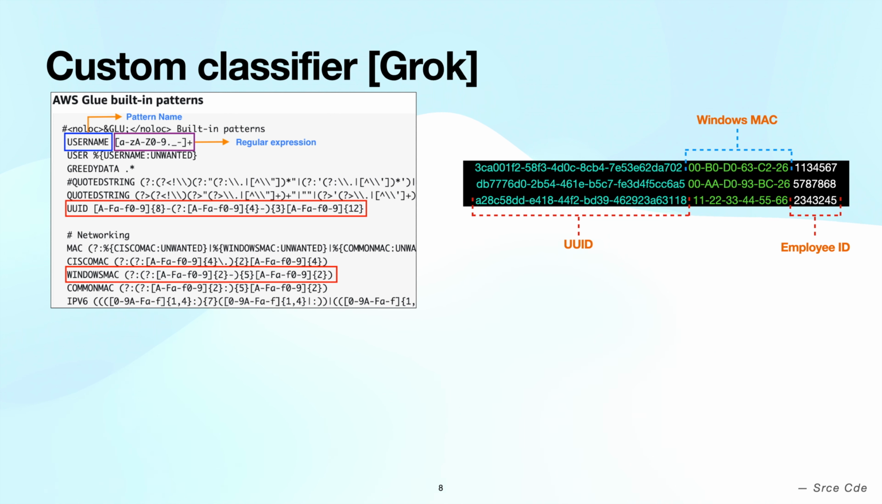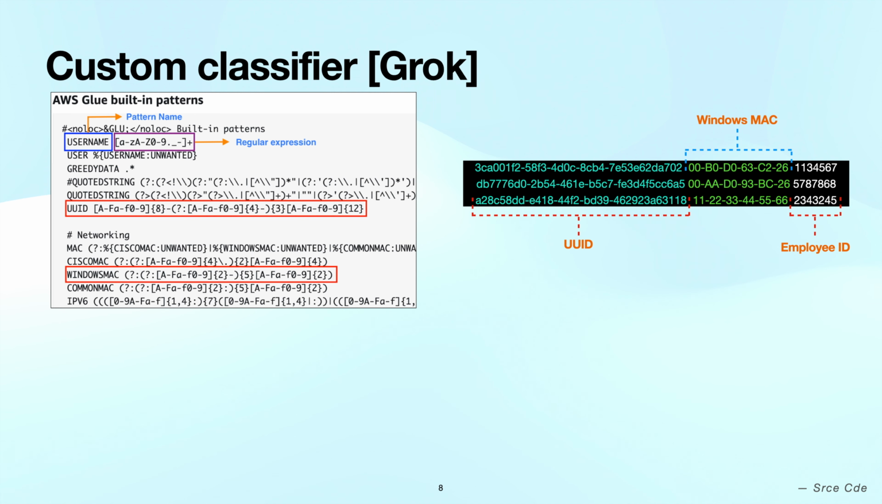So if you see, the pattern to parse UUID is already defined in the AWS Glue built-in patterns, which is highlighted in a red box. It is the same for the Windows MAC as well. We have built-in patterns to parse or match the Windows MAC. But for employee ID, which is a 7-digit number, there is no built-in pattern within AWS Glue. So in that case, we have to define a custom pattern.